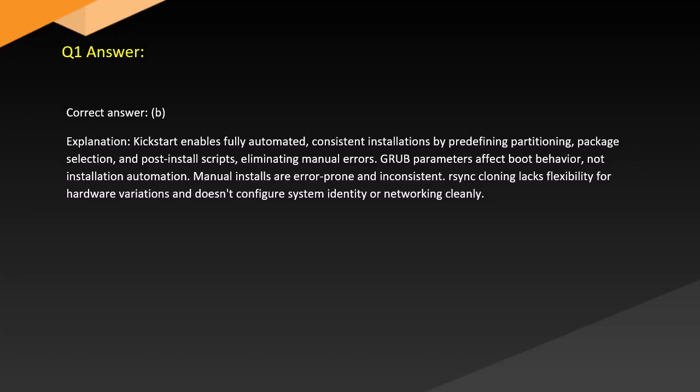Answer. Correct answer, B. Explanation. Kickstart enables fully automated, consistent installations by predefining partitioning, package selection, and post-install scripts, eliminating manual errors. GRUB parameters affect boot behavior, not installation automation. Manual installs are error-prone and inconsistent. Rsync cloning lacks flexibility for hardware variations and doesn't configure system identity or networking cleanly.